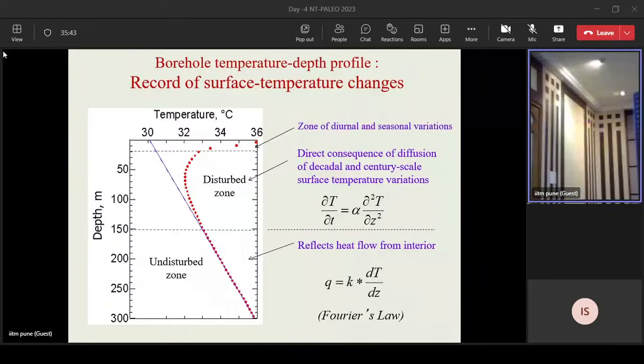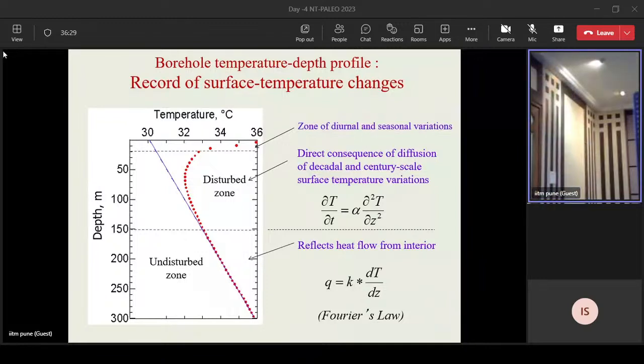What about the annual variations? There are seasonal and annual variations also of surface temperature, right? So if you measure throughout the duration of a year, you will get a curve. Now, studies have shown, and we have seen, that those variations die out within about 15 to 20 meters. So in the top 15 to 20 meters, you have the effect of the diurnal and annual variations of surface temperature. Below that, in this zone, you have the effect of diffusion of decadal and century scale surface temperature changes. So this is simply the diffusion equation.